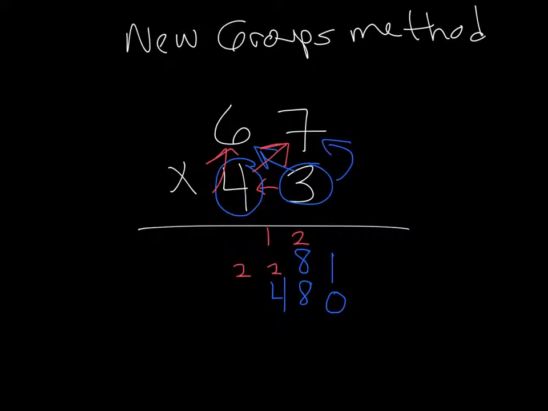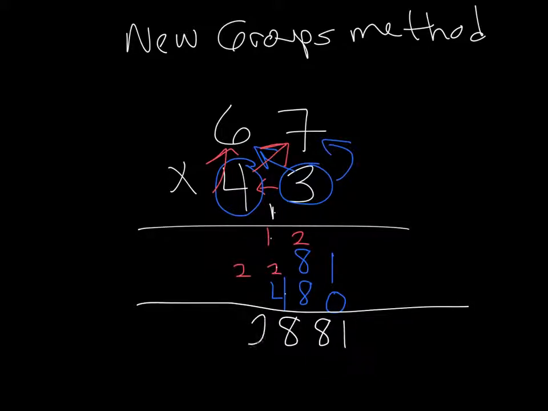And now we're going to draw our line and add. And as we add, the first is 1 plus 0, which is 1. Then we have 8 plus 8, which is 16, plus 2 more, which is 18. So we're going to drop the 8 and carry the 1. Then we have 4, 5, 6, 7, 8, and 2, and nothing else. So just 2. And here we have the same answer, 2,881.